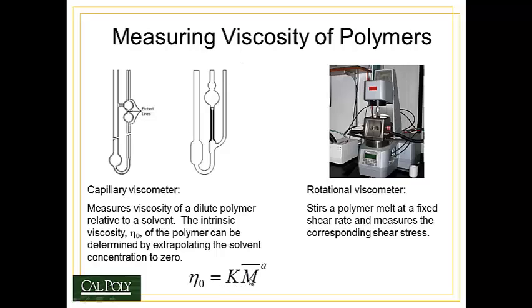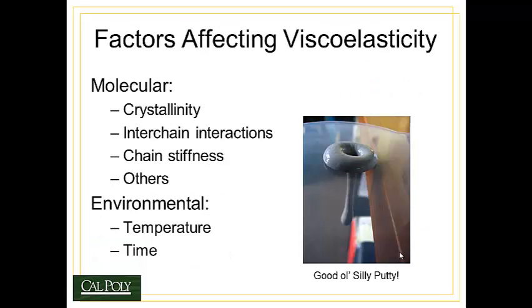The intrinsic viscosity is given by the equation η = K M̄^a, where M̄ is the average molecular weight of the polymer and K and a are material constants. More modern technology involves the rotational viscometer. In this case, a polymer melt is stirred within a container at a fixed shear rate, and we measure the corresponding shear stress, and from that are able to calculate the viscosity.